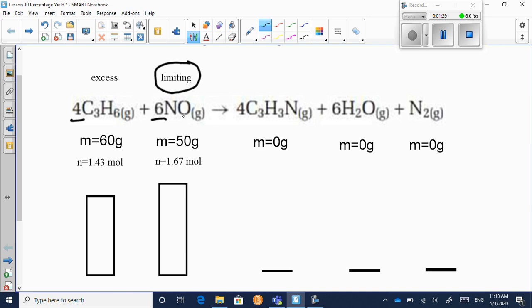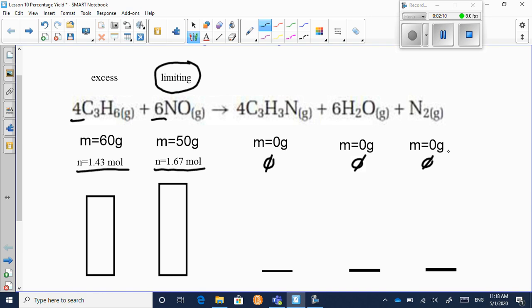But I just wanted to show you visually what is happening, and I thought that this might help some of you. So if we visualize the nitrogen monoxide as being this bar, and we visualize the C3H6 as being this bar over here, and I'm showing this bar as being slightly higher because we have more moles of it. So look at this. We have 1.67 moles of this and 1.43 moles of this. And just out of interest sake, notice that for the products, we have 0 of all of those. So no moles, no moles, and no moles there at the beginning of the reaction.